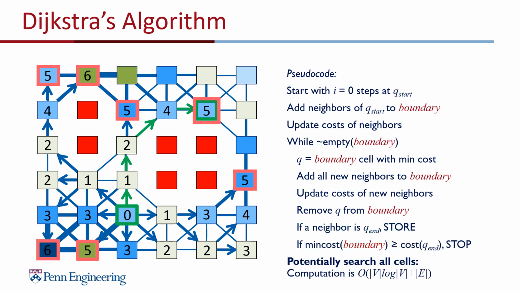This algorithm could potentially search through all the cells. If one takes into account also the operation of finding the minimum node to expand within the boundary, then using big O notation, the computation cost of this algorithm in the worst case would be O of V log V plus the number of edges. A question arises, can we do better than Dijkstra's algorithm? Is there any other information left on the table that we can utilize to speed up this search?